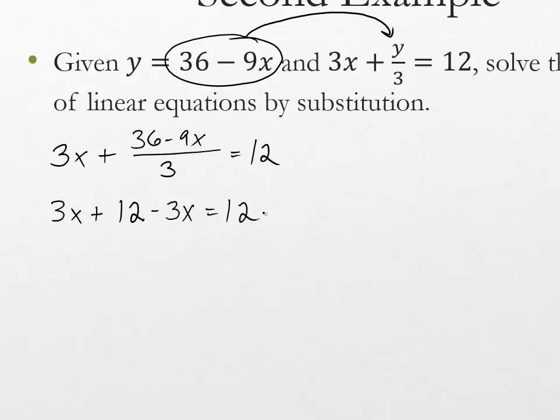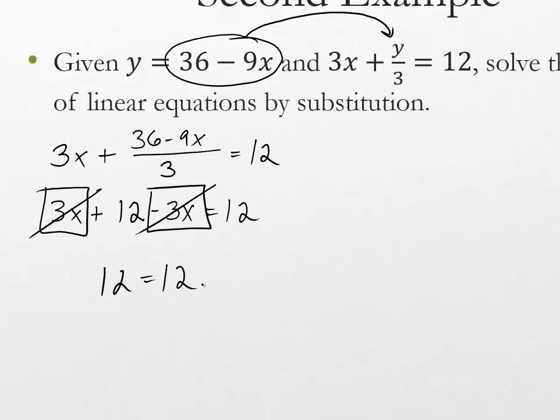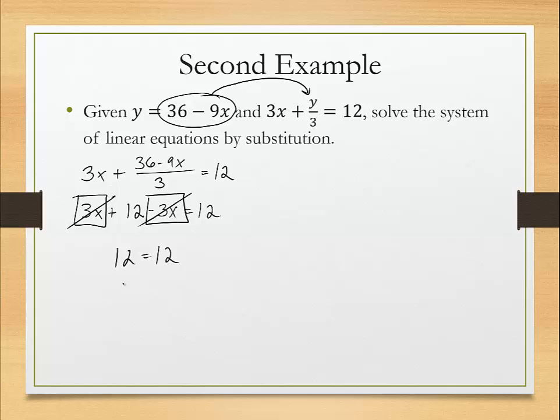Now combine our like terms, which is 3x and negative 3x. 3x minus 3x cancel each other out. So we're left with 12 equals 12. And look at there. We have a true statement. This is true. So if we have a true statement, what kind of system do we have? Dependent. And we have infinite solutions.